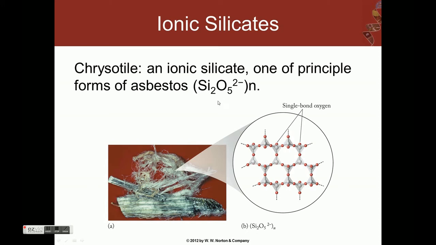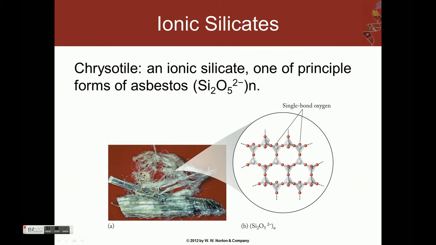Now we have to have cations to go along with these guys, and we'll talk about those in a minute. So silicates are ionic compounds, and this is an example of chrysotile, which is an ionic silicate. And it's made up of these units, Si2O5 2- anions, and there can be many of these, so that's what the n means. There may be n of them, lots of them.